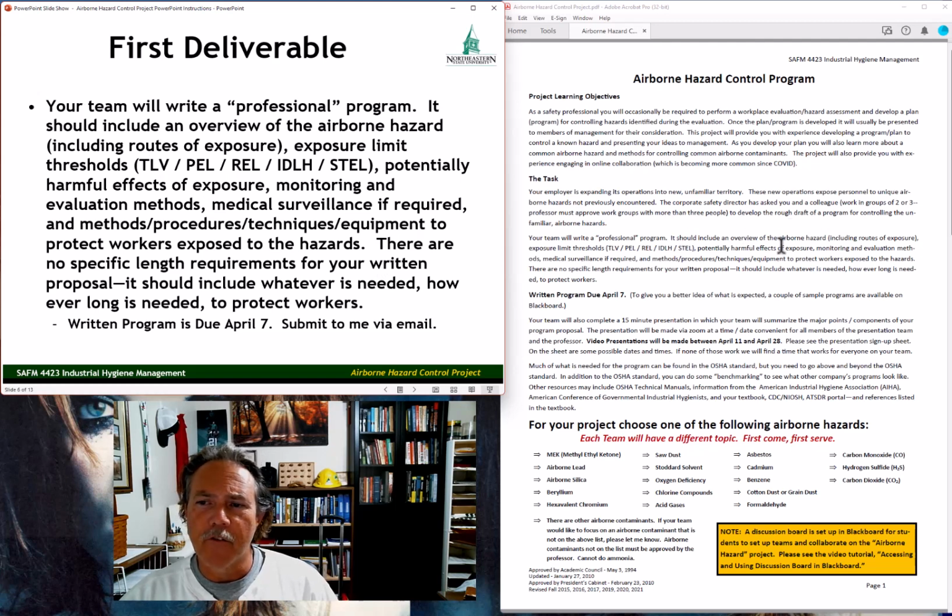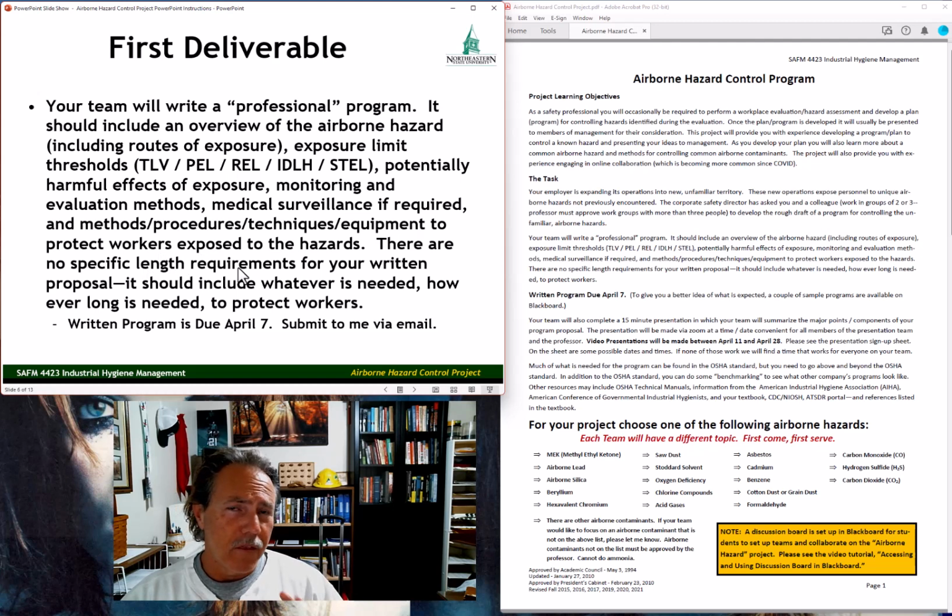This is also taken from the written instructions. Your team will write a professional program. It should include an overview of the airborne hazard, including routes of exposure, exposure limit thresholds, potentially harmful effects of exposure, monitoring and evaluation methods, medical surveillance if required. Some of these airborne exposures, we have to have a medical surveillance program. Lead would be an example of an airborne hazard that requires a medical surveillance program. Also, it should include methods, procedures, techniques, equipment to protect workers exposed to the hazards.